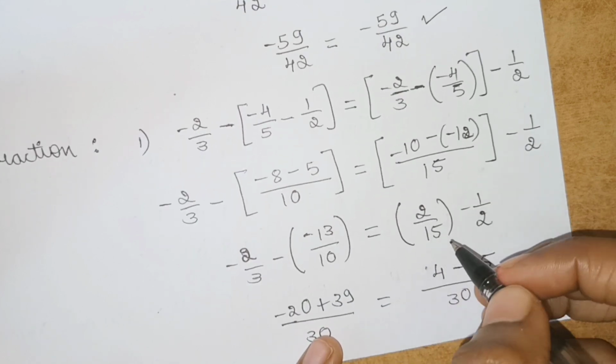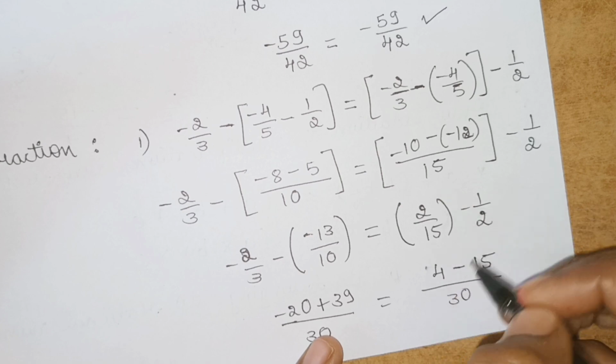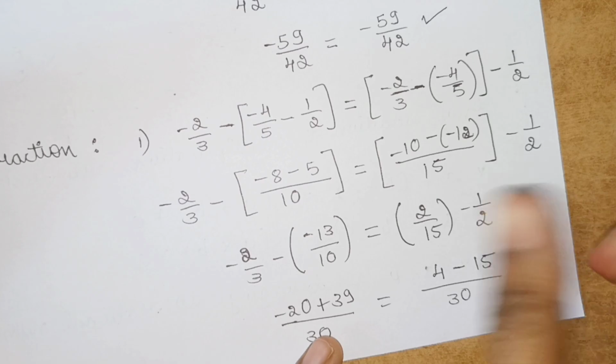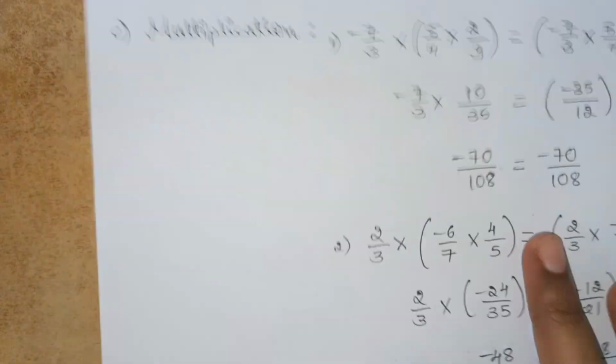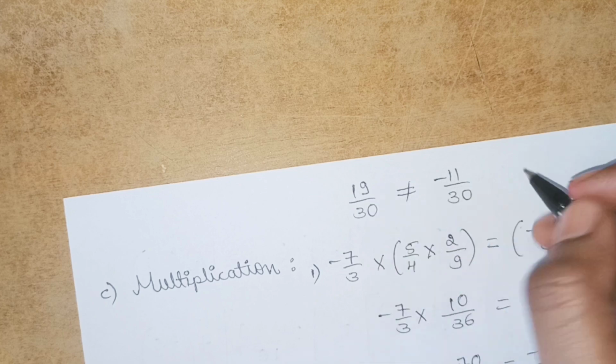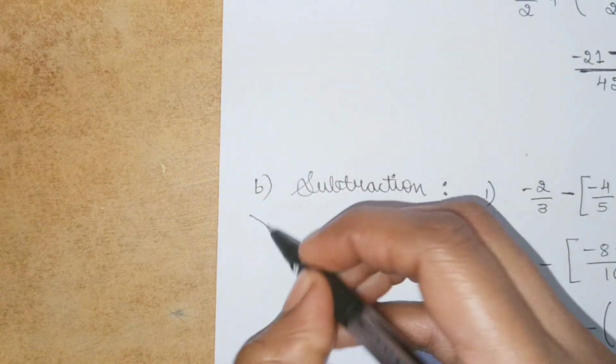Minus 1 by 2. 15 and 2 LCM is 30. 15 2s are 30, 2 2s are 4, minus 2 15s are 30, 15 1s are 15. Plus 4 minus 15 is minus 11 by 30. So 19 by 30 is not equal to minus 11 by 30. So we can conclude that subtraction is not associative.